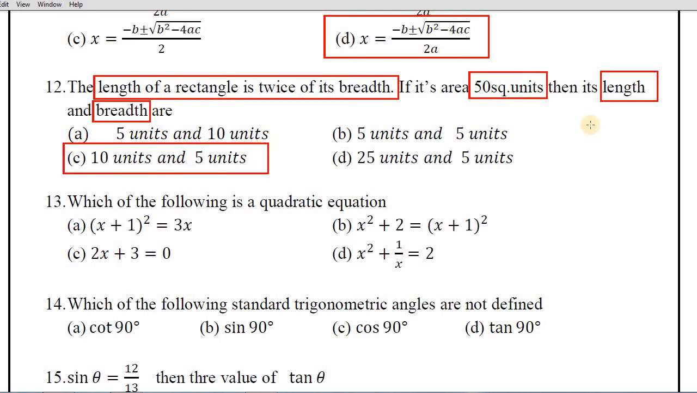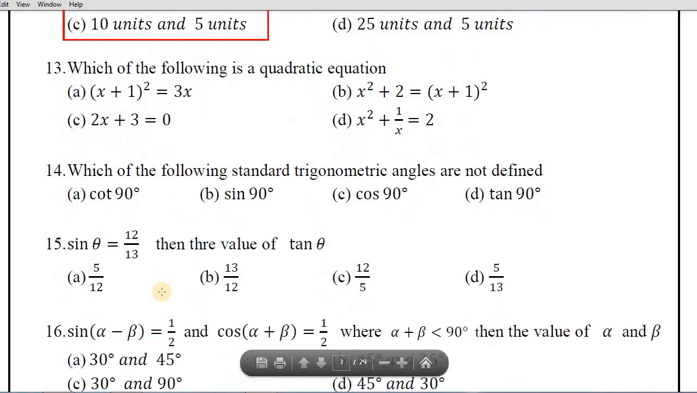In case they had asked breadth in the place of length, and length in the place of breadth, your answer would be 5 units and 10 units, and option A would be correct in that case. So you have to be very careful in these kinds of things, children.